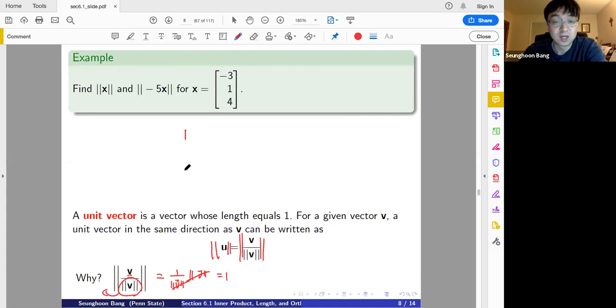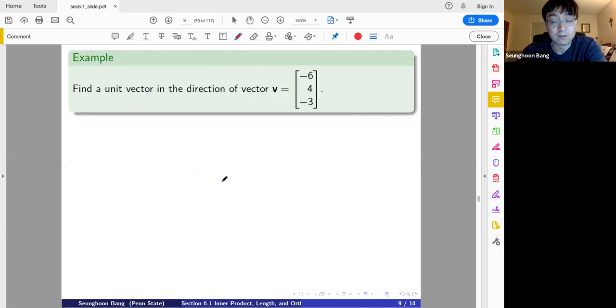The geometric meaning is like this. Here, the vector v is given. How can you find a unit vector in the same direction as v? You can make the length 1. This vector has the same direction, and this vector has length 1. This is v divided by the norm of v. This is exactly the unit vector, and geometrically it has the same direction.